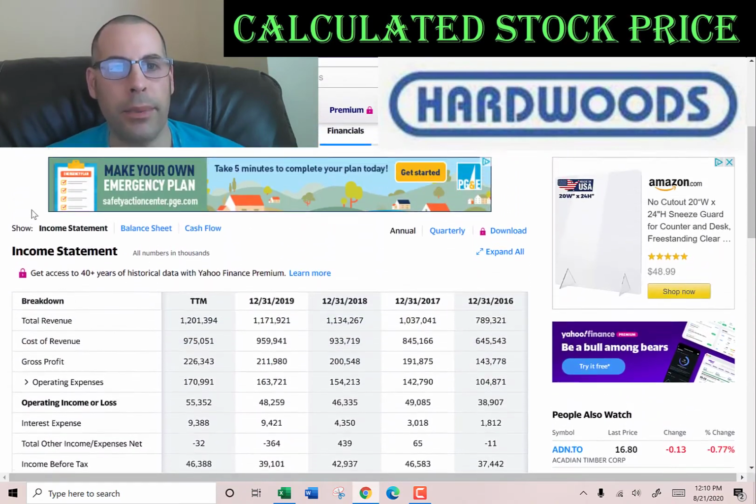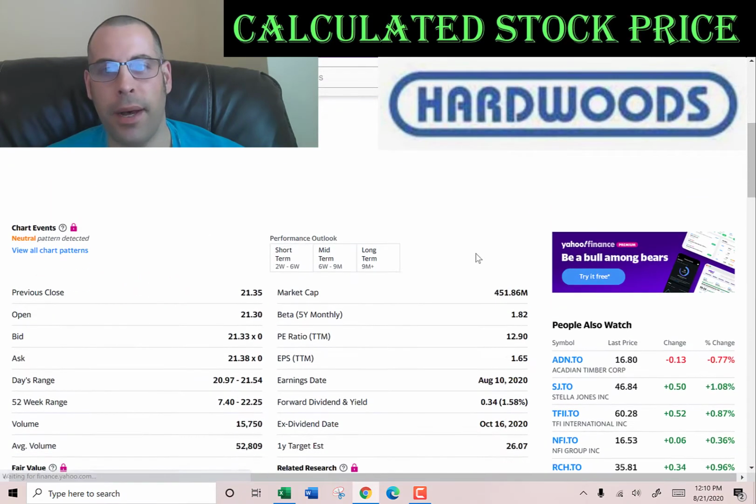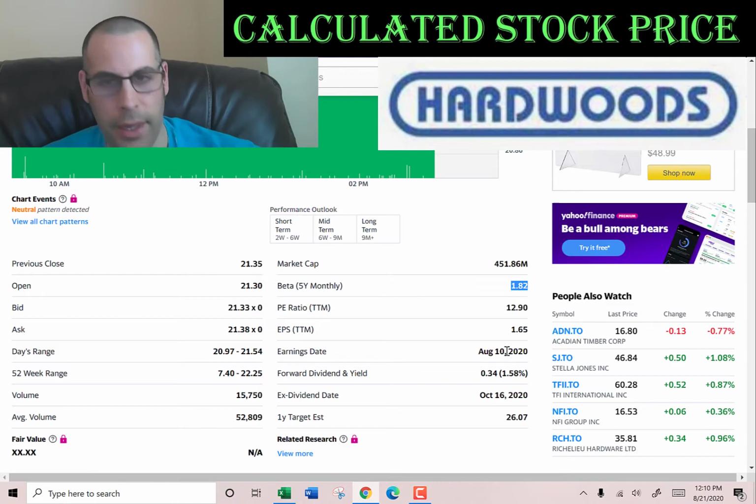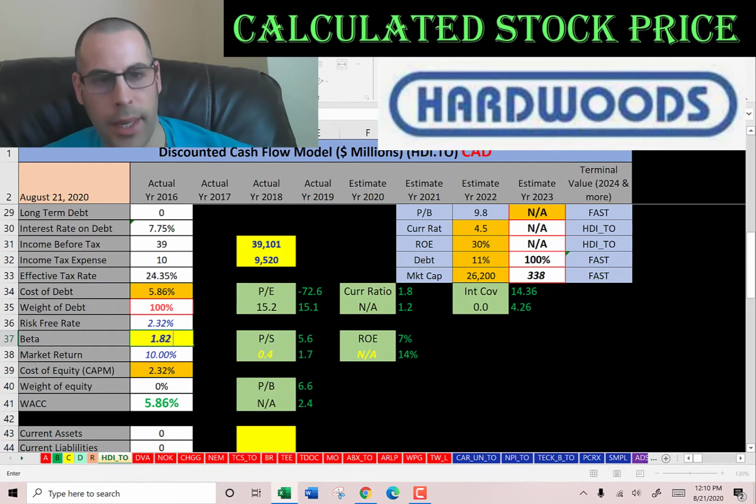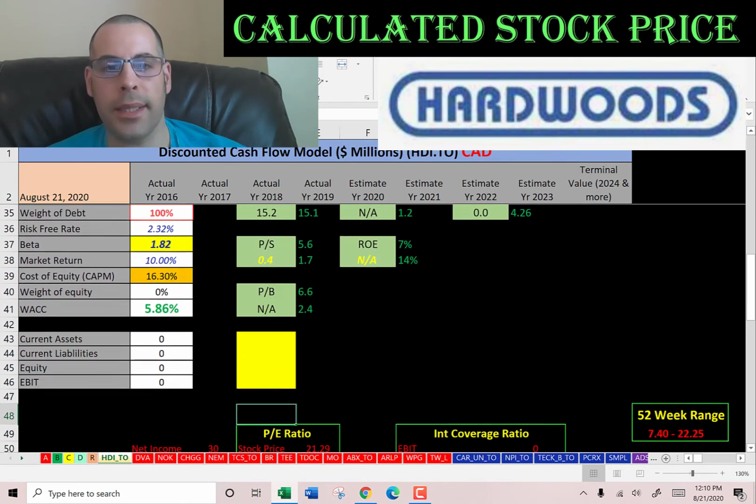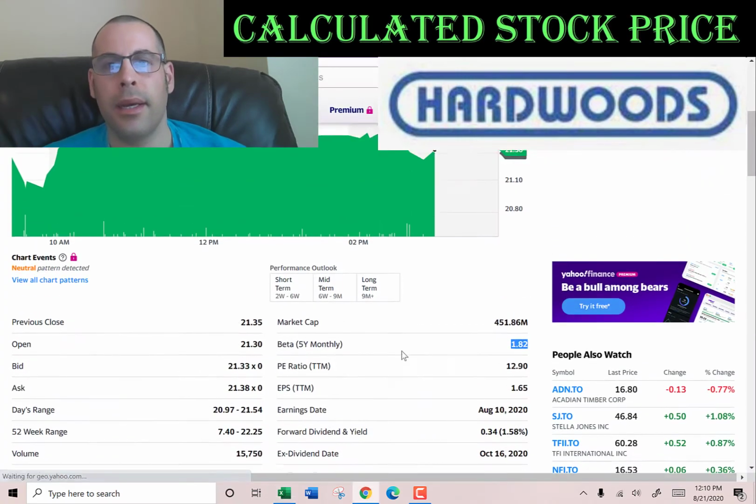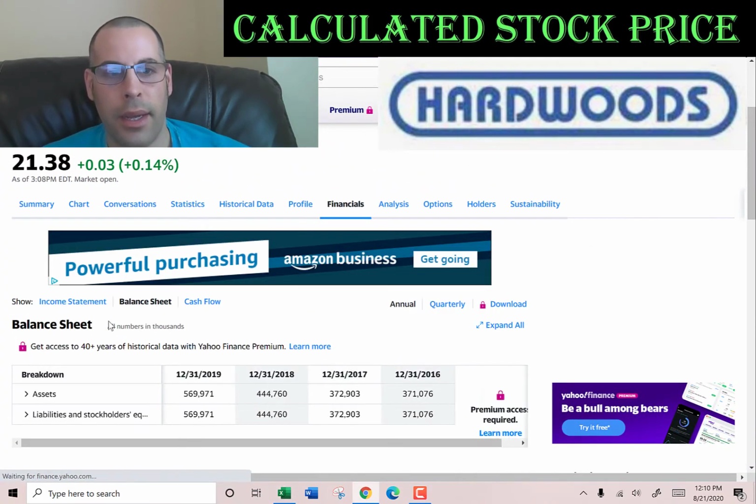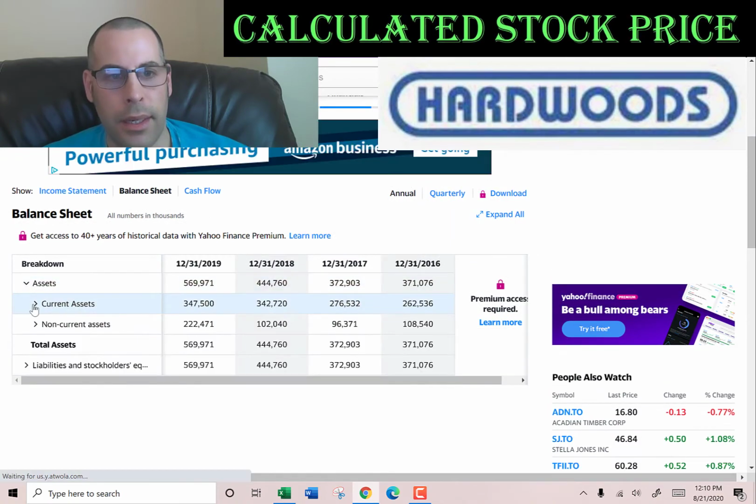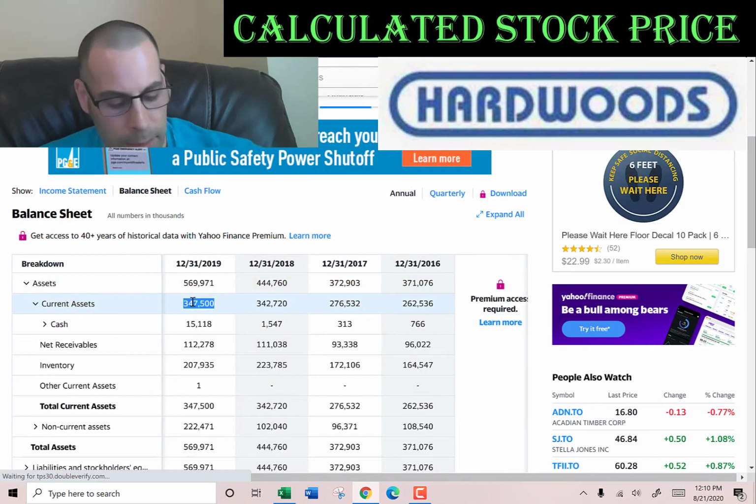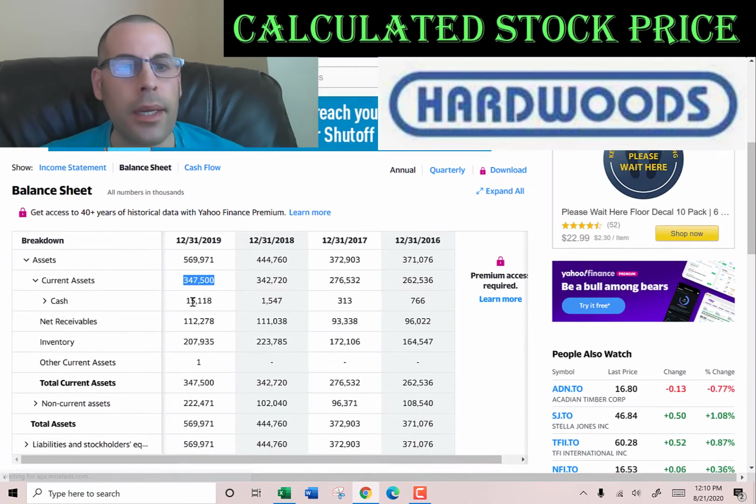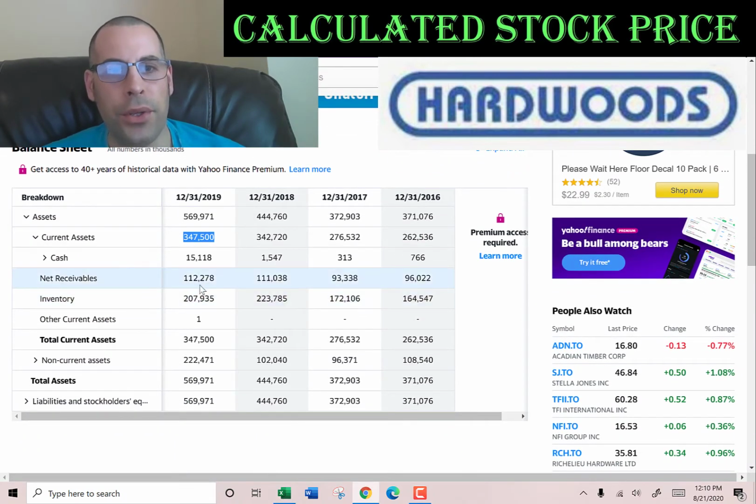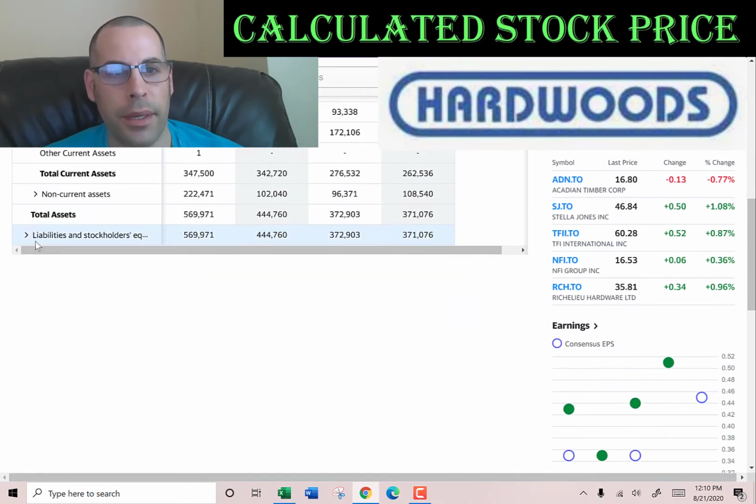Let's get the beta so we can get the cost of equity. The beta is how volatile the stock is relative to the market. They have a pretty high beta, 1.82, so the stock moves a little less than 2 times the market. We also need the current assets to calculate the current ratio later, and that's on the balance sheet, and that's $348 million. And that's $15 million of cash, $112 million of receivables, and $207 million of inventory.